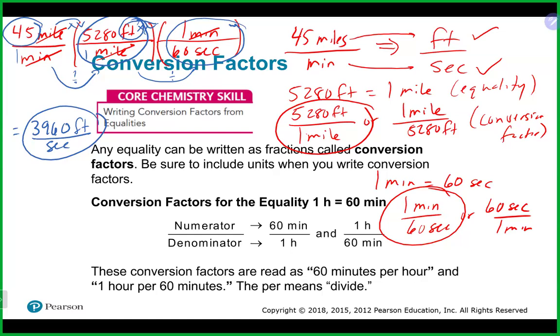That guy has how many? 2. That means that my answer actually should have 2 significant figures. Oh boy, look at this one. So we're going to go there for 2. I look at the 6, which means I need to round up. So that's going to round up to 4,000 feet per second.